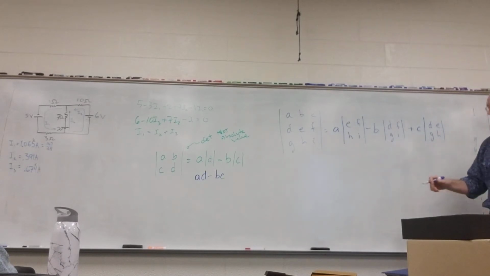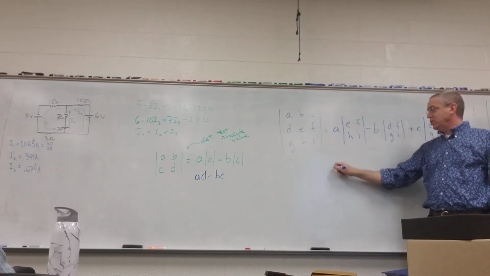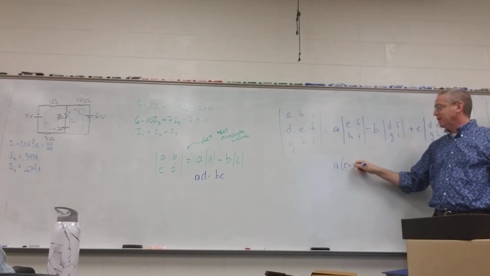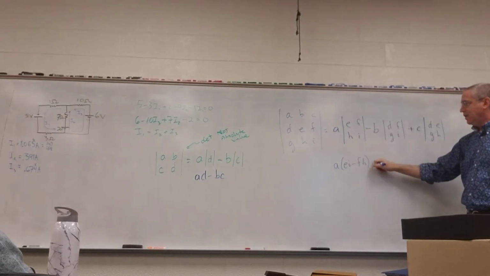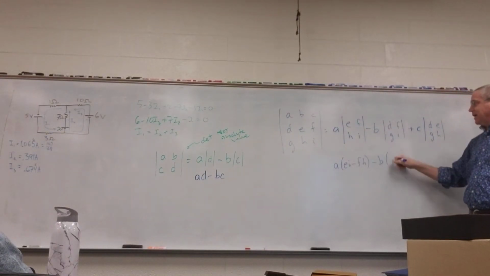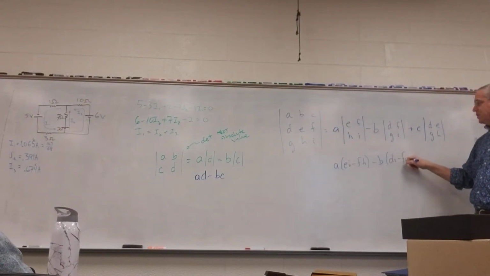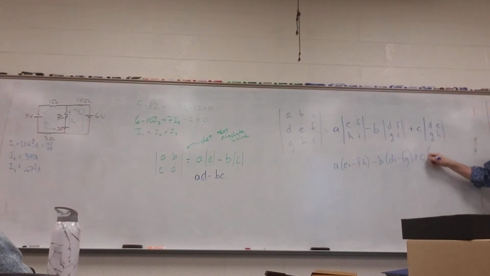Okay, all right, and now I'm down to the 2 by 2, so this is A times (EI minus FH). So that diagonal minus that diagonal. Minus B times (DI minus FG). Plus C times (DH minus EG).